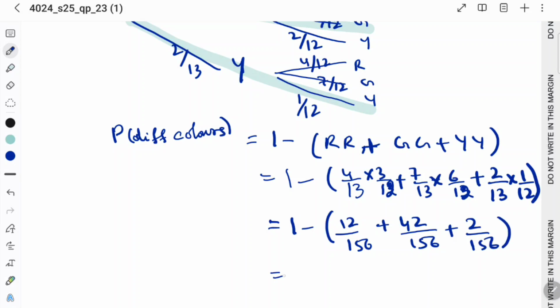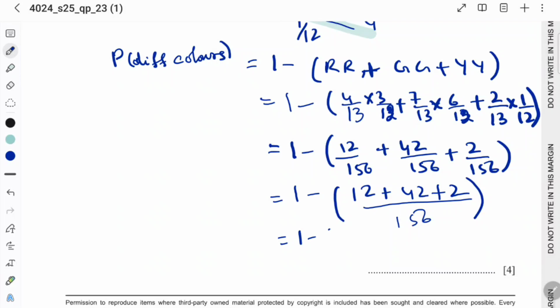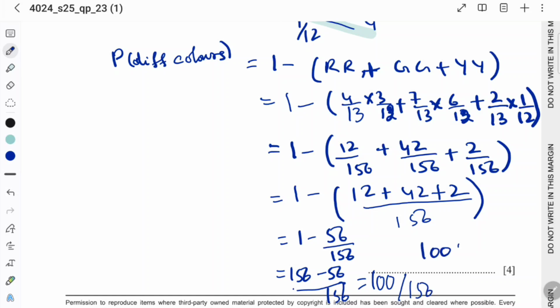Add all of them together. 12 plus 42 plus 2 divided by 156, and when you add it, they become 56 over 156. Then 156 minus 56 over 156, that is 100 upon 156. So it was the last question.